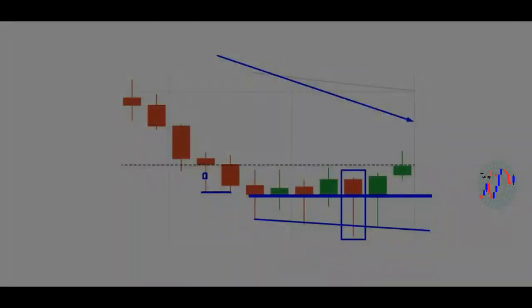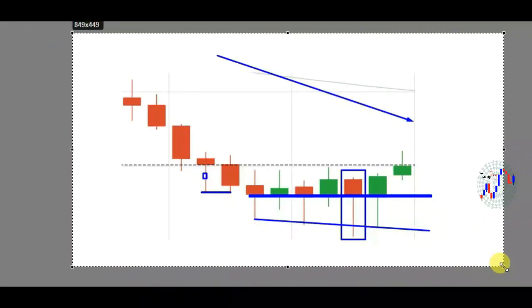Let me show you another chart. This is also a downtrend market. You can see it's a trend.